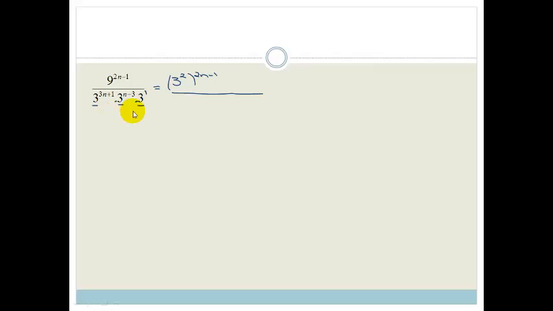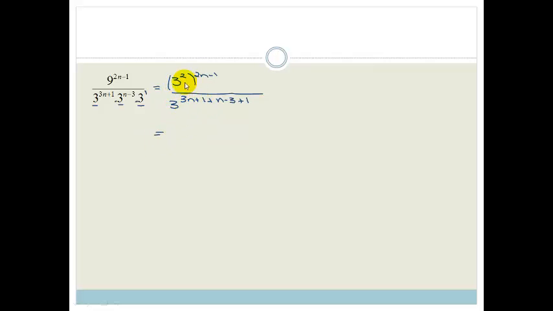So now, let's rewrite it. That becomes 3 to the 3n plus 1 plus n minus 3, that's that over there, plus 1 over there. Right, so let's simplify this.